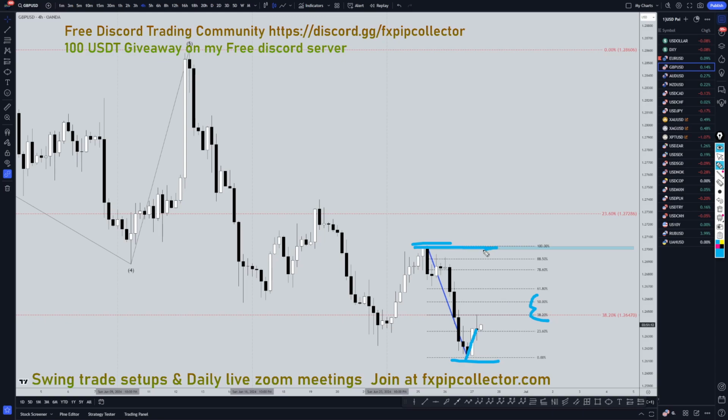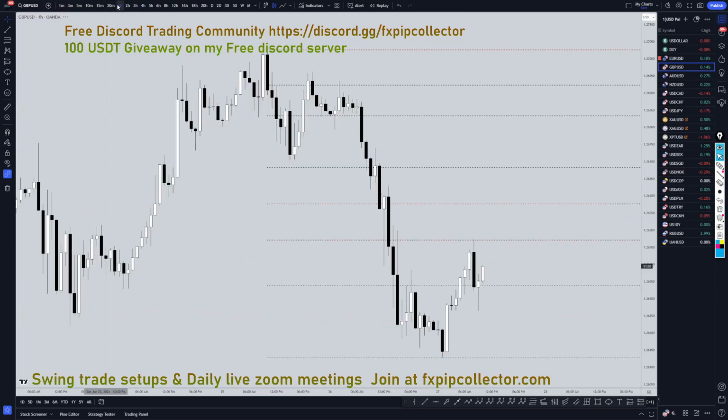If price goes up and breaks this structure, that's going to prove to me that this move down is over, and that is definitely going to turn me back into a buyer. As of right now, definitely looking for sells on shorter time frames.